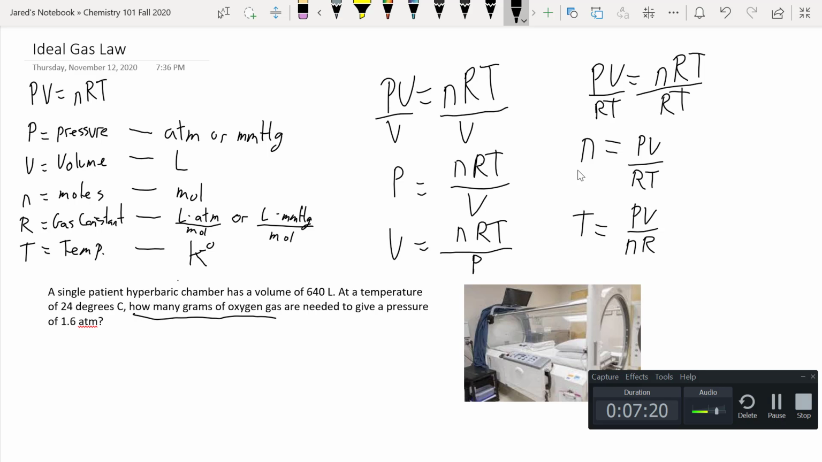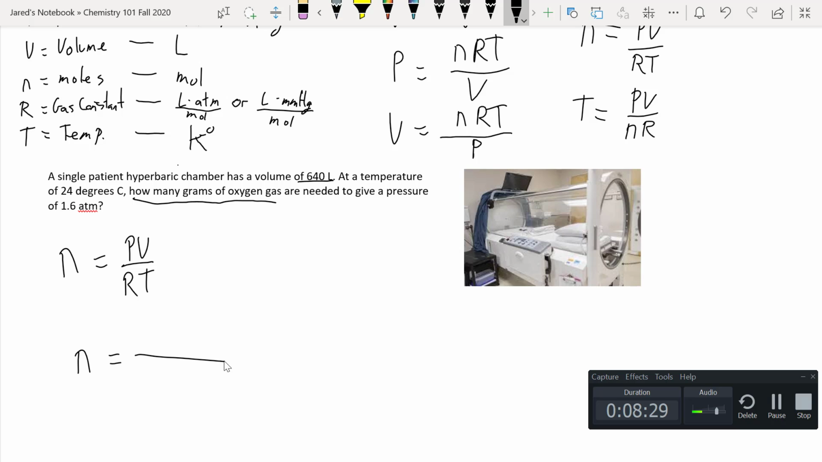And as I showed you over here, to solve for number of moles, that is going to be equal to pressure times volume divided by the gas constant times temperature. First thing in this equation that we're going to need is pressure. And so in the question, it gives us a pressure that we want, which is 1.6 atm. 1.6 atm times a volume. In the question, it gives us 640 liters.